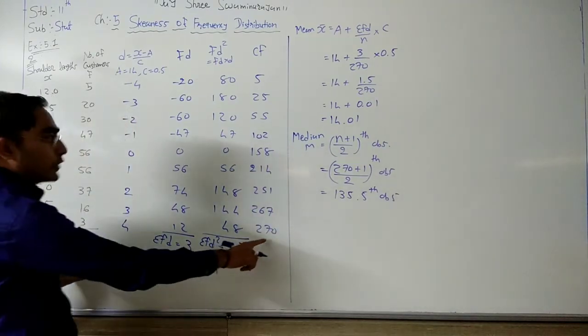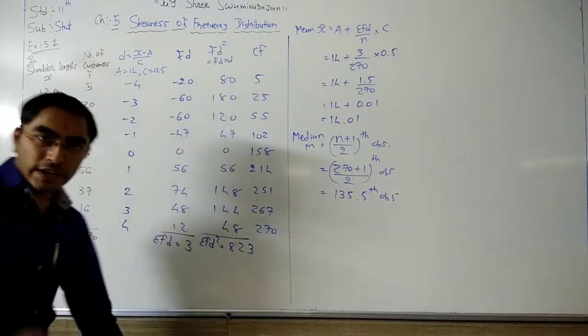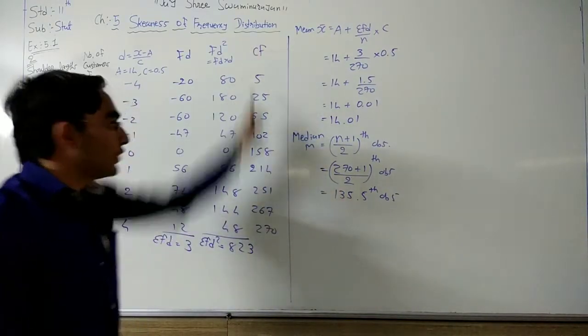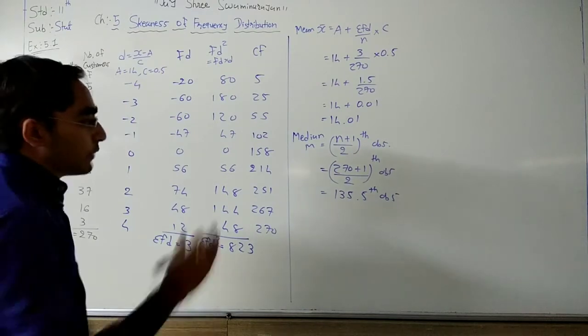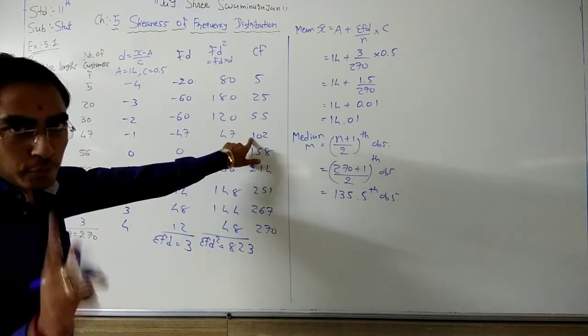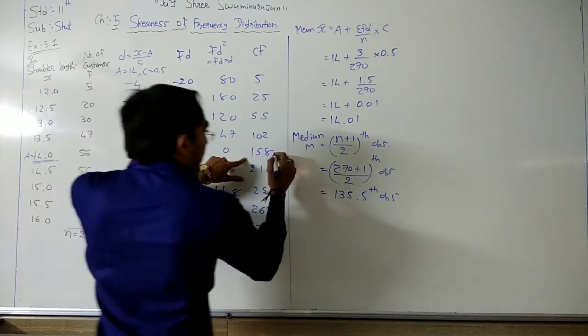Okay, and here 270, so this calculation is right. Now we need to check this value in the CF, right? 135.5, तो किस में जाएगा? 102 में वो नहीं जाएगा, किस में जाएगा? 158 में जाएगा, right?